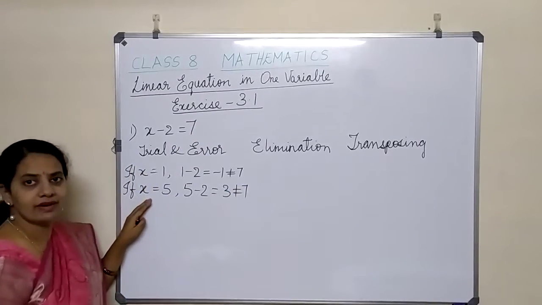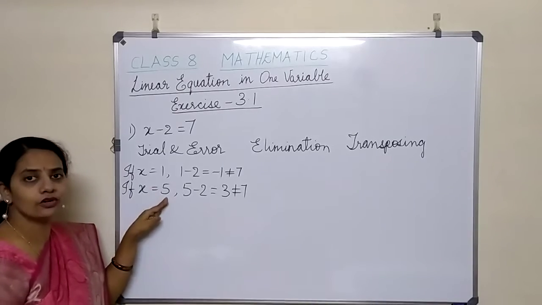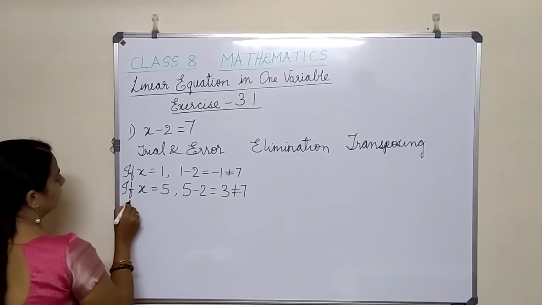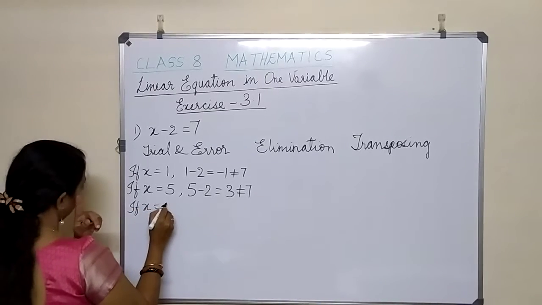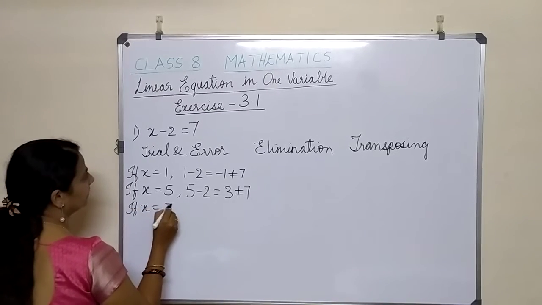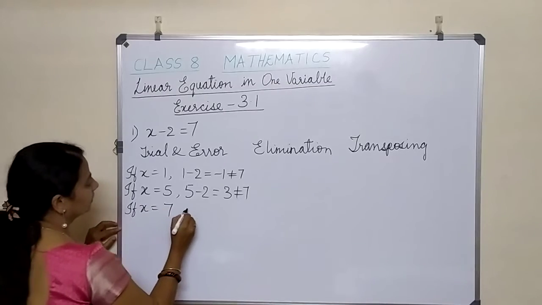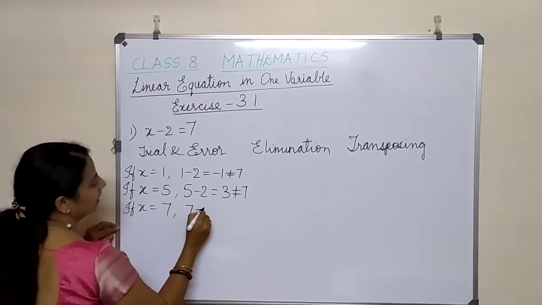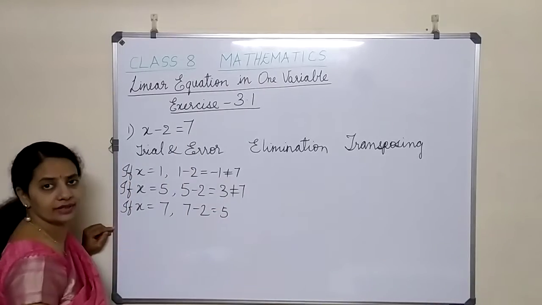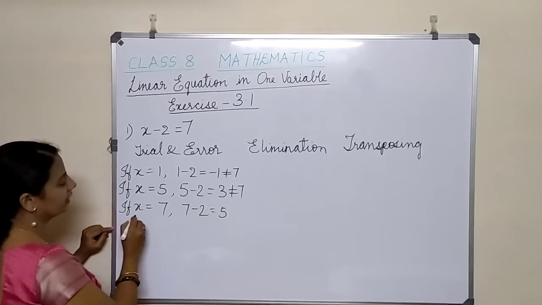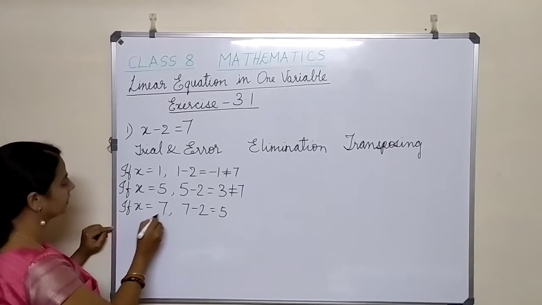So this is also invalid. X cannot take the value of 5. So again we will say if x equals some other number, say 7. I'll take 7. Okay. So 7 minus 2 will give you 5. 5 is also not equal to 7. Right? So x cannot take this value of 7.